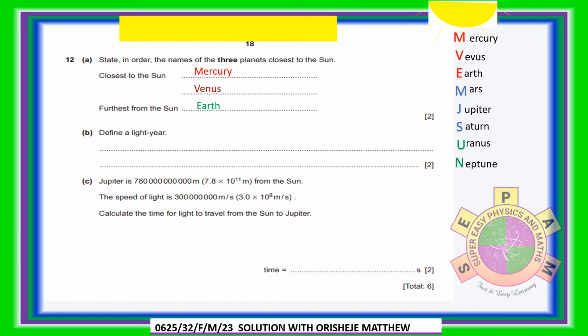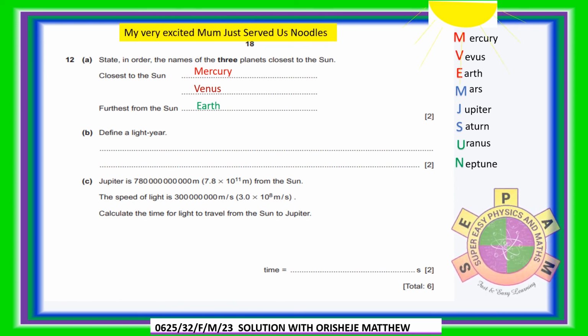Now this is how I tell my students to remember it. My very excited mother just served us noodles. So you can use that to remember the order of the planets. My, Mercury; very, Venus; excited, Earth; mother, Mars; just, Jupiter; served, Saturn; us, Uranus; noodles, Neptune. So you can use that.